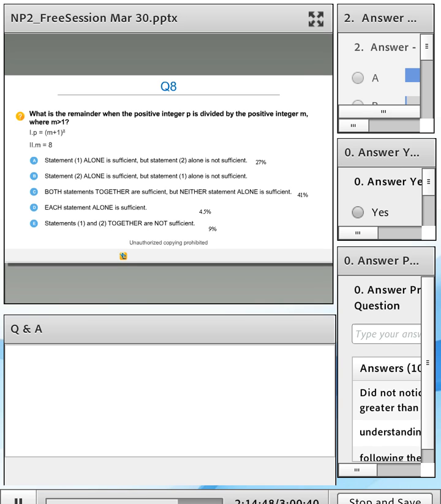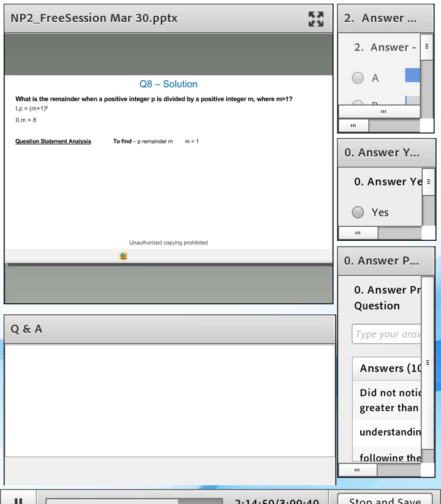Okay, so now let's go through the solution. And again, you'll notice that the solution is relatively straightforward. We have to find the remainder when p is divided by m, and m is greater than 1. That's given to us. So statement 1 is p is equal to (m plus 1) raised to the power 8.